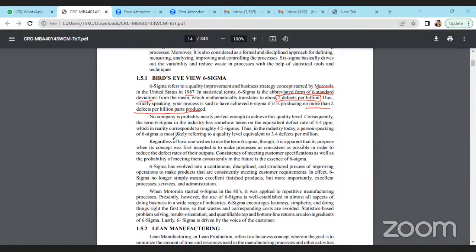Consequently, Six Sigma in industry has taken the equivalent defect rate, approximately 3.4 ppm, or correspondingly 4 to 5 sigmas. It's not 6 sigma, it will come to 4.5. So when someone refers to 6 sigma, it means a quality equivalent to 3.4 defects per million, which is considered the equal quality level.